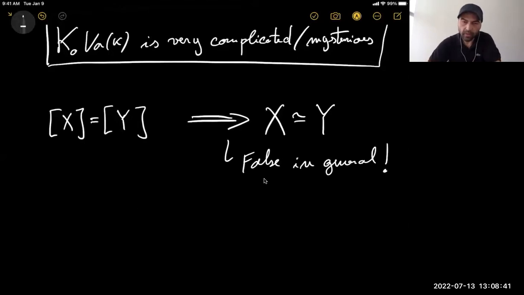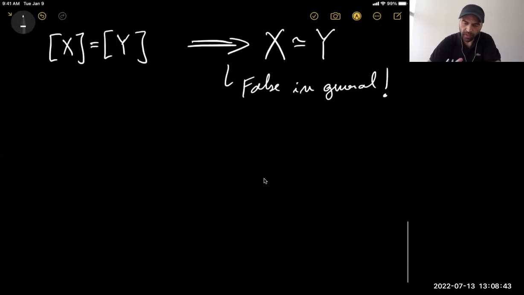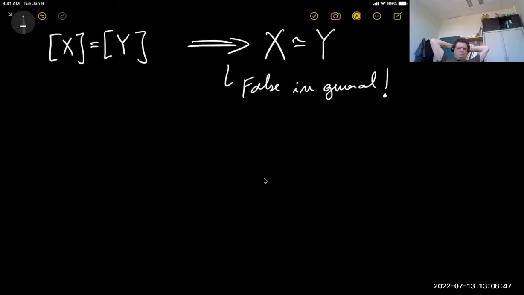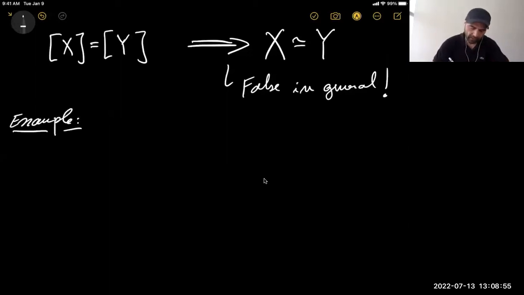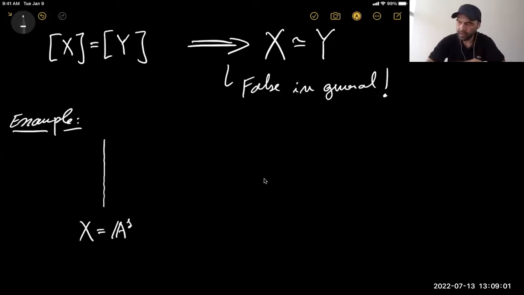So let's see some examples of why this thing does not work. One very simple example: suppose that you have the affine line. So you take for X the affine line. You can just think of it like this.